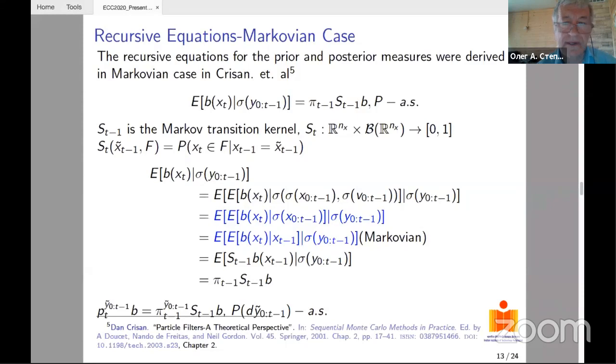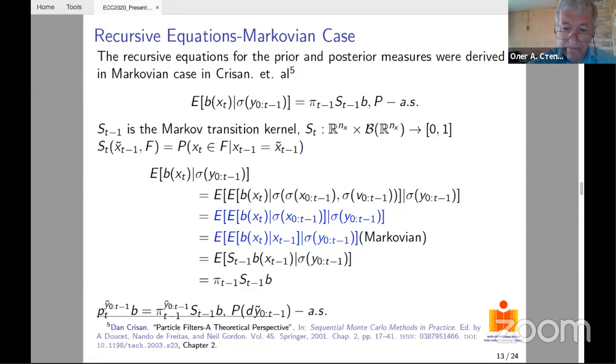Now coming to recursive equations for the Markovian case, Crisan et al. has shown that the conditional expectation of a function of xt given past data can be written in terms of the posterior and the Markov transition kernel applied to that function. Here we show some steps in the proof to motivate our results.